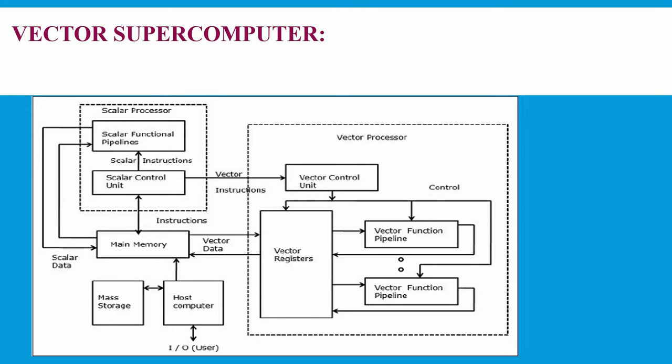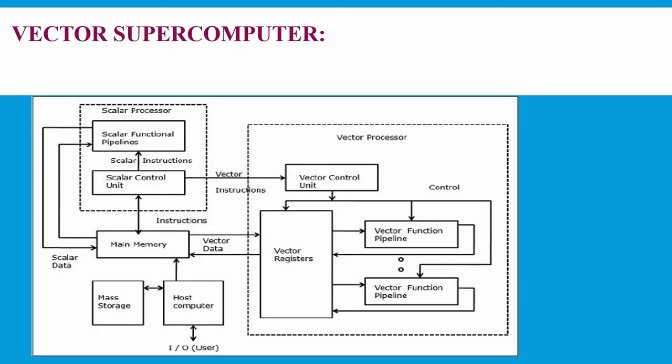That instruction is transferred to the scalar functional pipeline. Scalar functional pipeline receives the instruction from the scalar control unit. Then it requests data from the main memory for execution. Then main memory, after receiving the request, sends data to the scalar functional pipelines. After the end of the execution, the result will be stored into the main memory. This is the scalar instruction process.